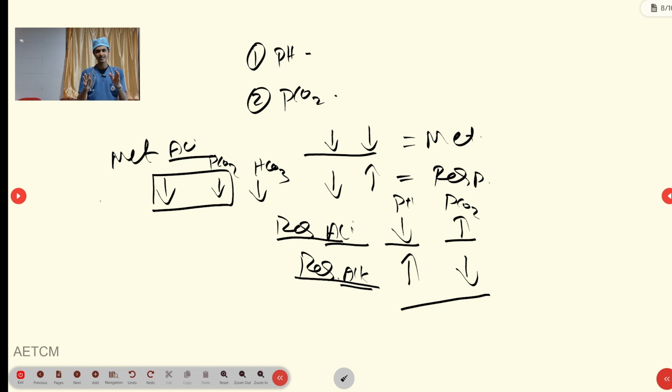So clear your mind, just see the pH. By seeing the pH, you can fix whether that is acidosis or alkalosis. Second value, you just see the PCO2. If both are in the same direction, metabolic. If both are in opposite directions, that is respiratory. Then if it is metabolic, you can go one step forward and confirm by seeing the HCO3 level. So this is how you interpret the ABG in a more simple way. Some others remember ROME: respiratory opposite, metabolic equal. So all the concepts are the same.